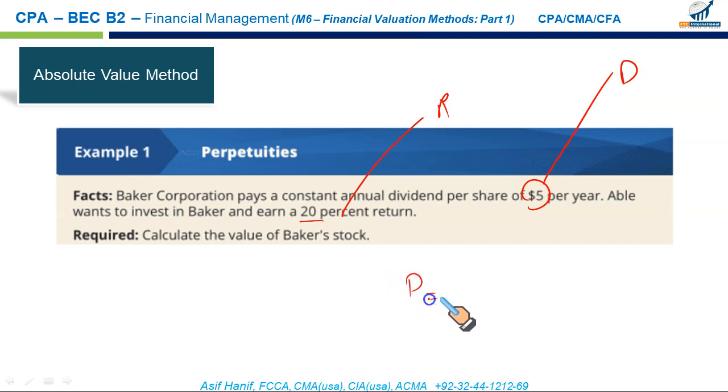Now, the price is equal to the annual dividend, that is $5, divided by the expected rate of return, that is 20%. So 5 upon 20%, that will give you $25. Which means if you purchase the stock for $25, you should expect a $5 dividend every year till eternity, till the end of time.